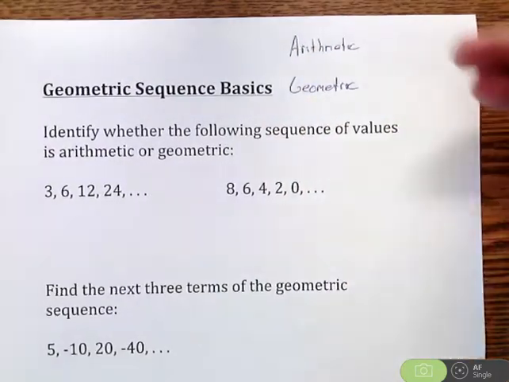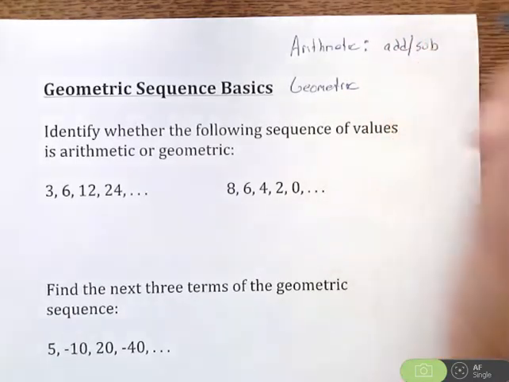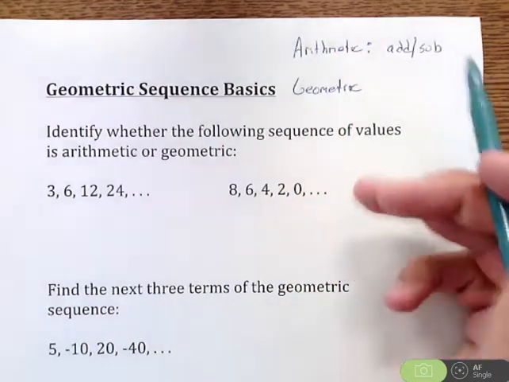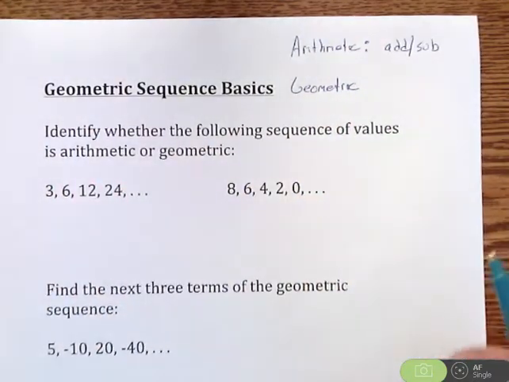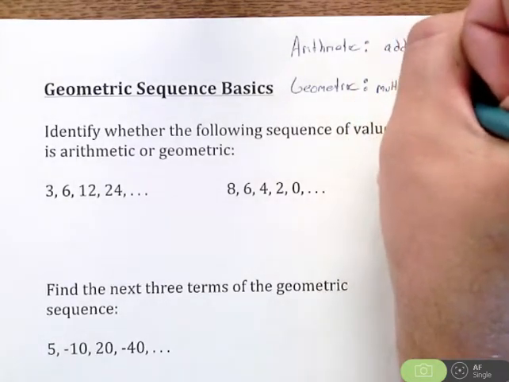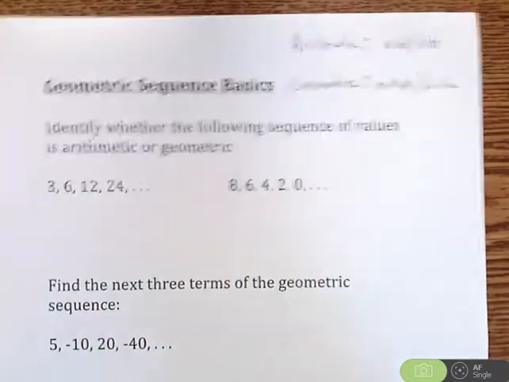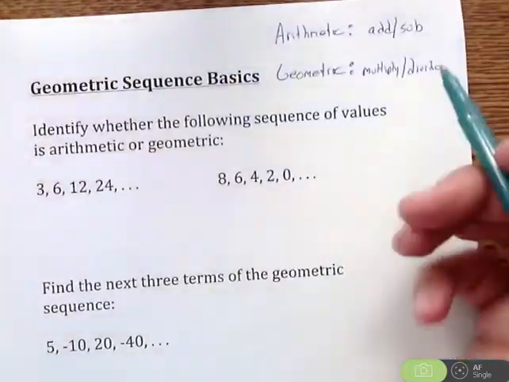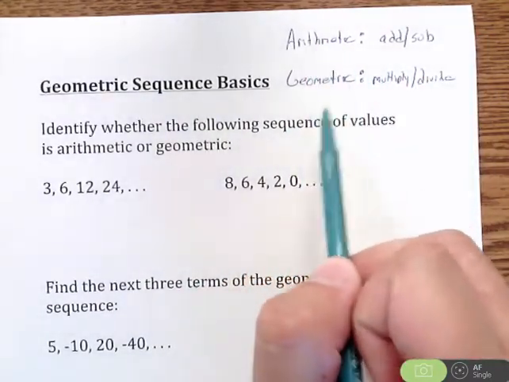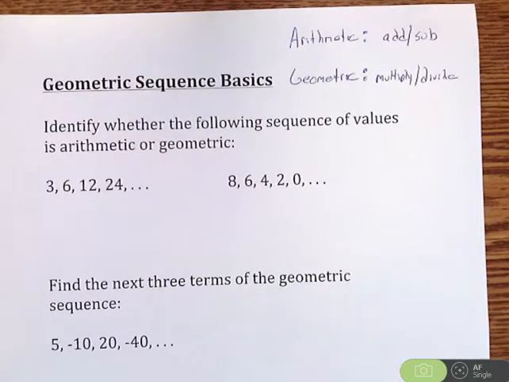When a sequence is arithmetic, what that means is you're going to add or subtract the same value over and over. You go from one term to the next, adding or subtracting that same number every single time. When it's geometric, we're going to multiply or divide by that same value every single time. Some students can look at the sequence and quickly figure out if it's arithmetic or geometric. Others need a little bit of help, so I'll show you that as well.